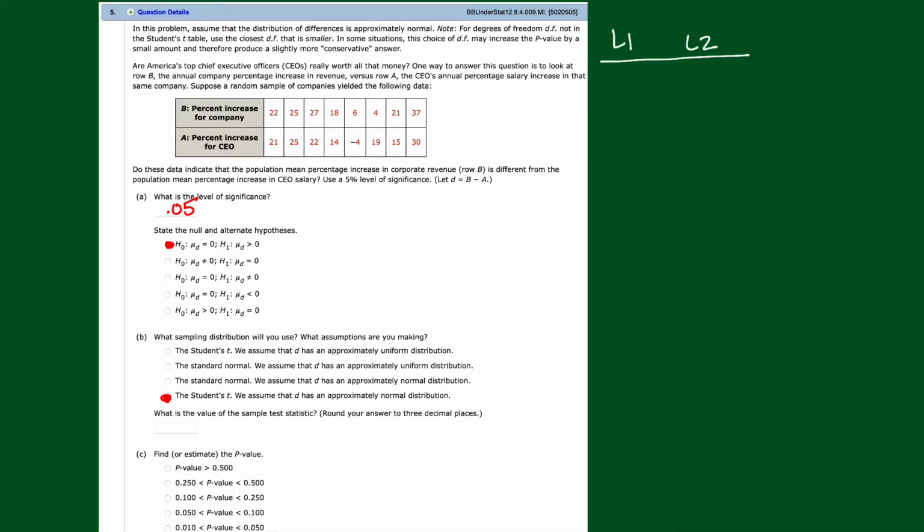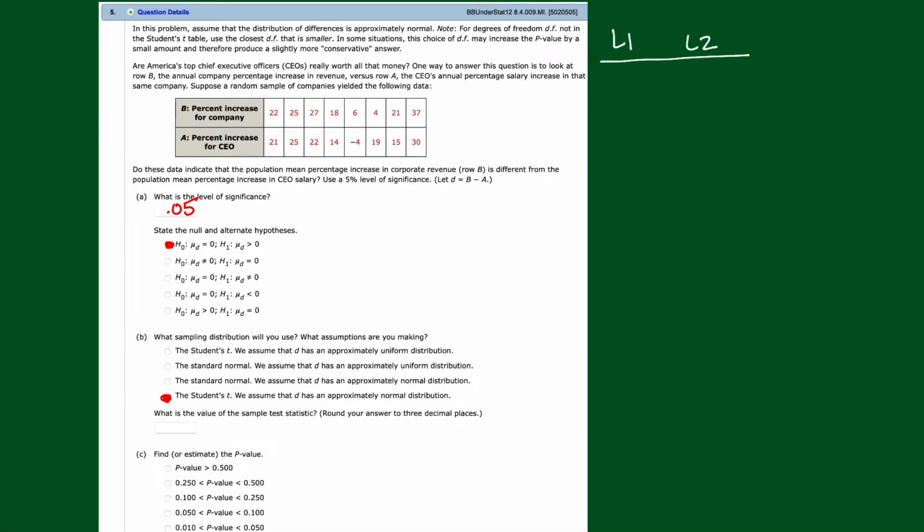Now, the question is, what data do we put into L1, and what data goes into L2? Are we going to put B or A? Well, the way we're looking at this is this. We want to know if there's an increase in the company's yields. So if there's an increase, it seems like B should be bigger than A. So why don't we put in B, and then it would be B minus A. So I'm going to put B in here.